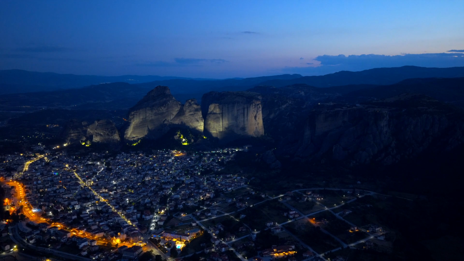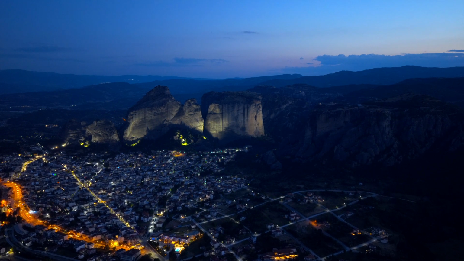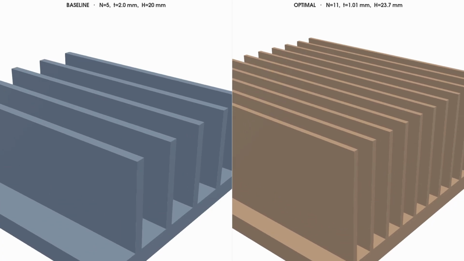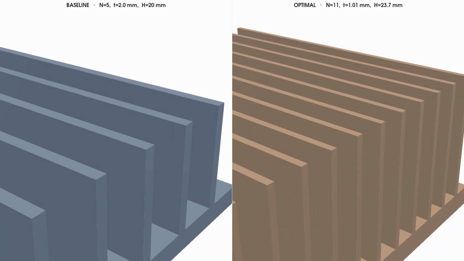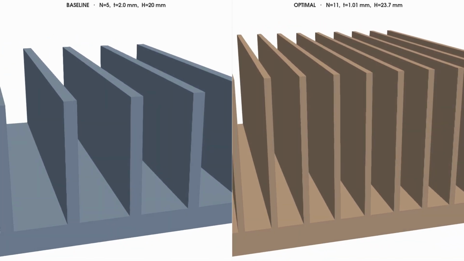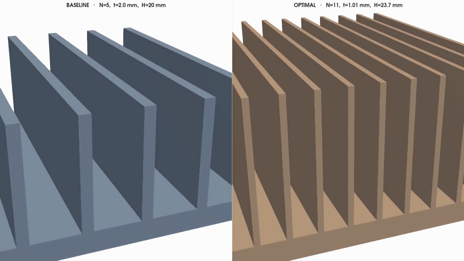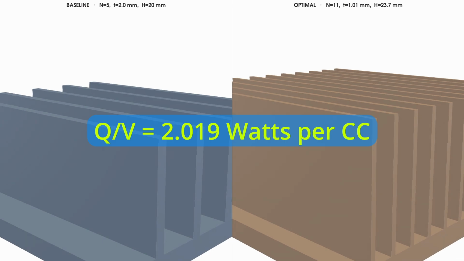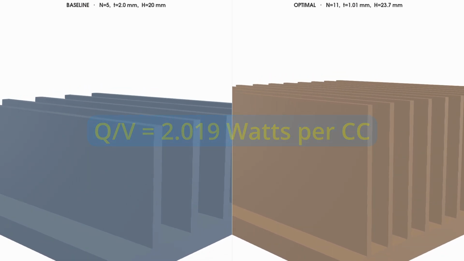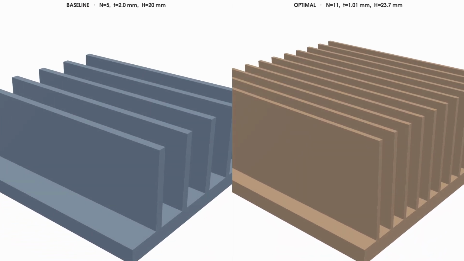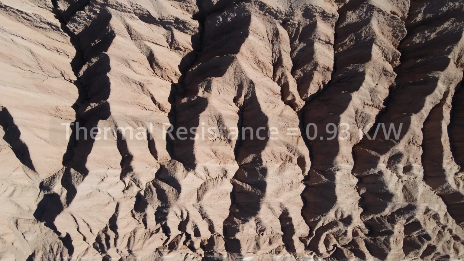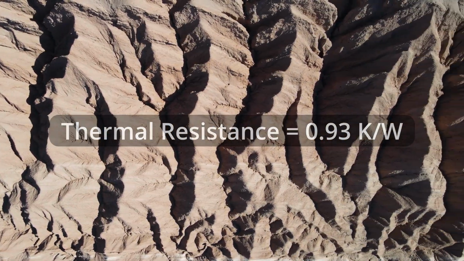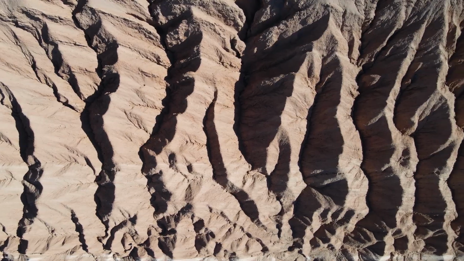The result, and I'll show you in episode 5 how we get there, is a design with 11 fins, a fin thickness of about 1 mm and a fin height of 23.7 mm. That design achieves a Q over V of 2.019 watts per cubic centimeter. That's 87% better than the baseline. Thermal resistance drops from 2.03 to 0.93 Kelvin per watt, more than half the thermal resistance gone.